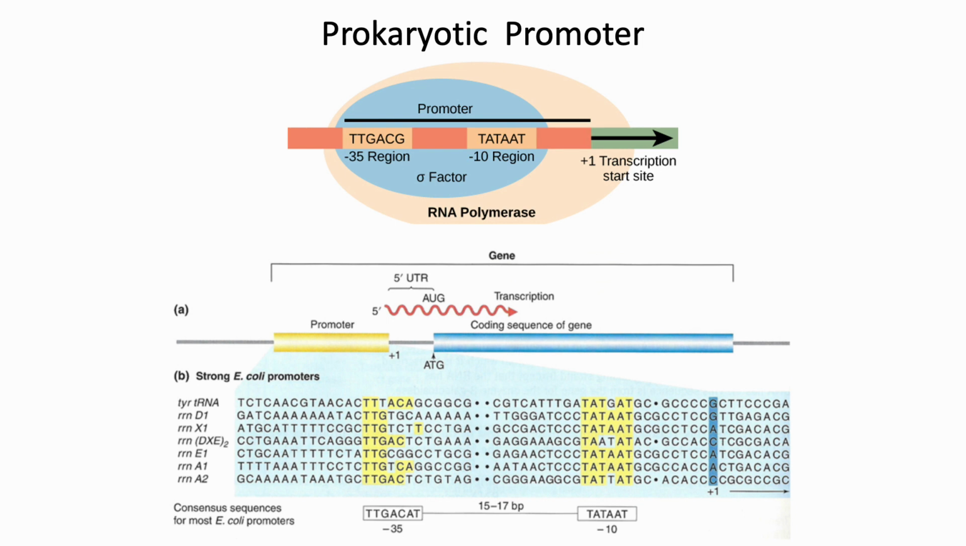There is another consensus sequence at -35, which is also known as the -35 element, and usually consists of 6 nucleotides, that is TTGACA. Its presence allows a very high transcription rate. So both these two elements, that is -35 and -10, are essential for prokaryotic transcription.